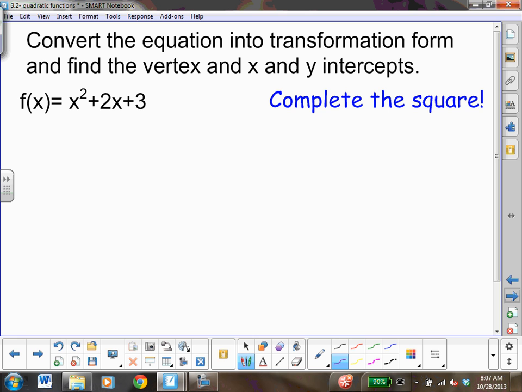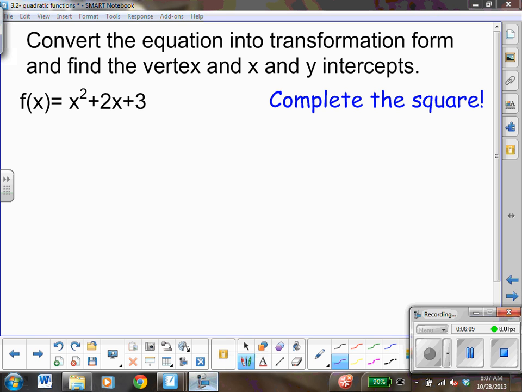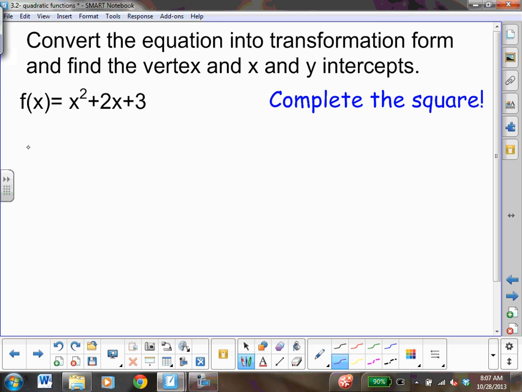Convert the equation into transformation form and find the vertex and x and y intercepts. Whenever we want to be in transformation form, we need to use completing the square. So remember, when we complete the square, our leading coefficient needs to be 1, which in this case it is. And we want to add and subtract a number that will make this portion be a perfect square.